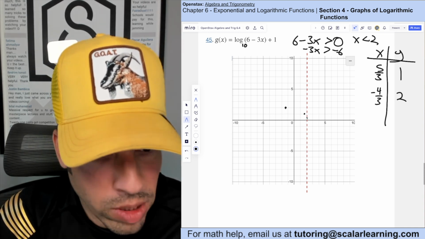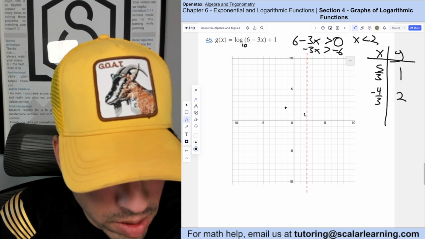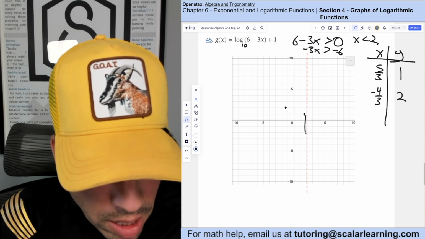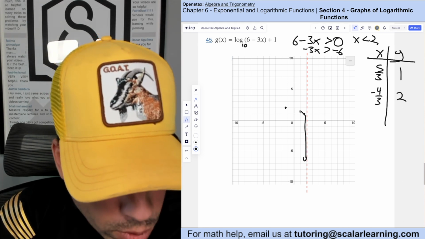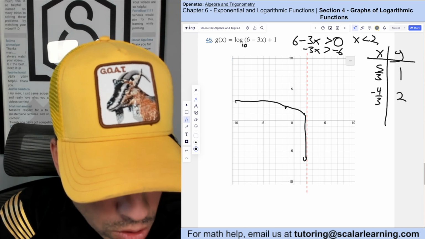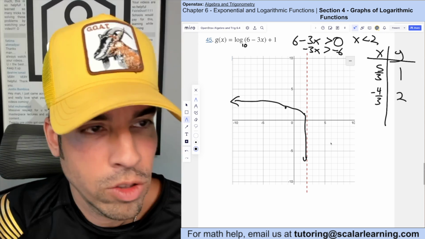So we got those nice points, and then we already know that as this comes down, we're going to be hugging this asymptote. And then as we go to the left, we're going to be connecting the dots through here, and it's going to go up and kind of to the left. So that's how you do it.